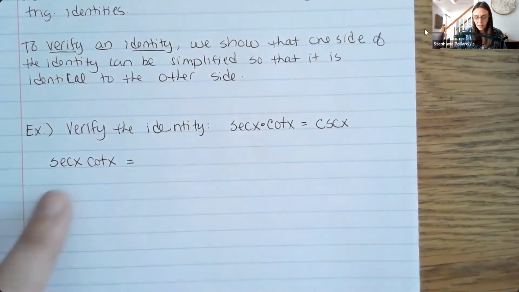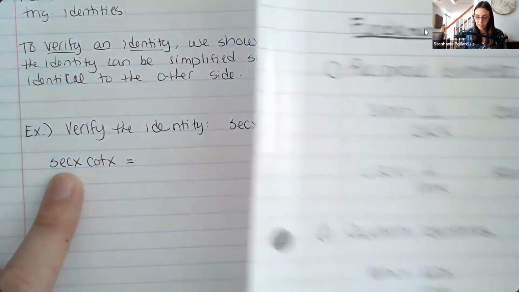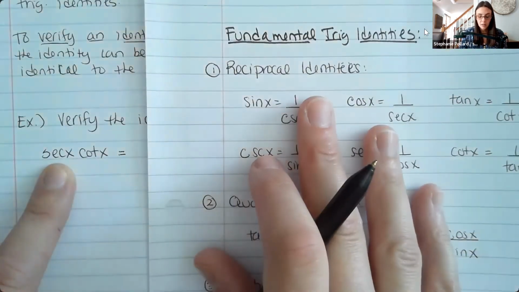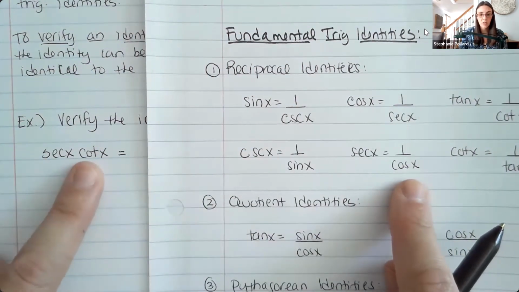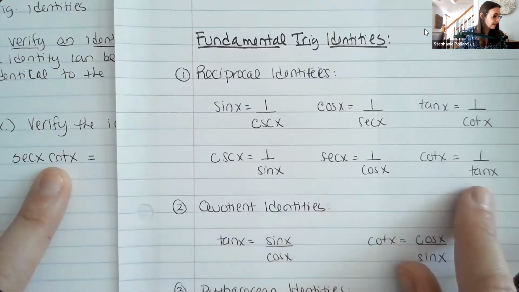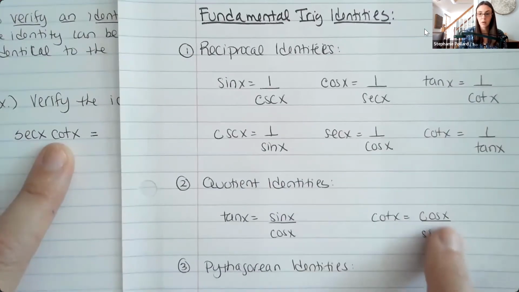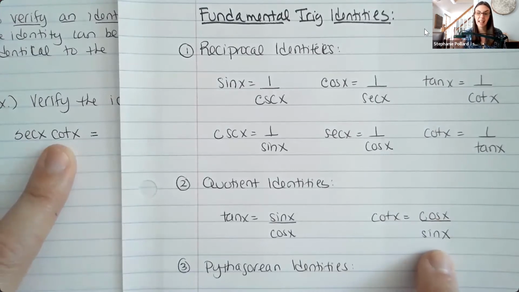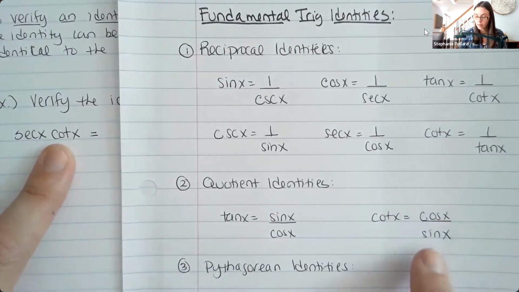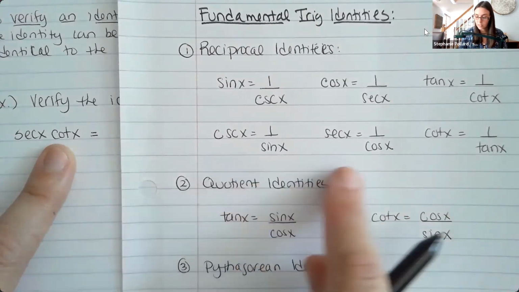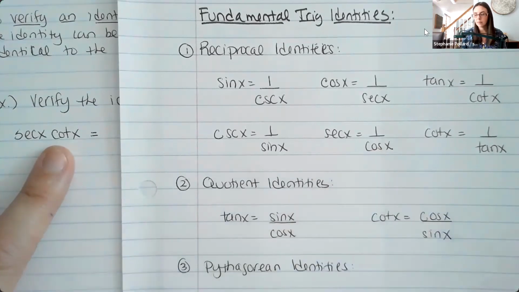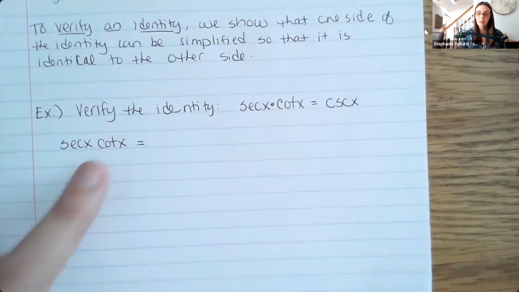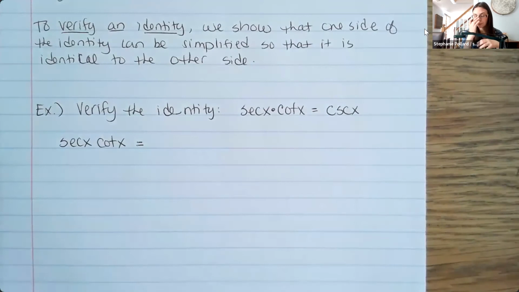So one thing, a lot of times we do like our reciprocal identities. So secant is the same thing as 1 over cosine, and cotangent is the same thing as 1 over tangent or cosine over sine. Usually you're trying to get things to cancel. So you probably want to pick this one here because that matches with the 1 over cosine idea. So oftentimes, try to pick things that look similar because we're usually trying to get stuff to cancel.